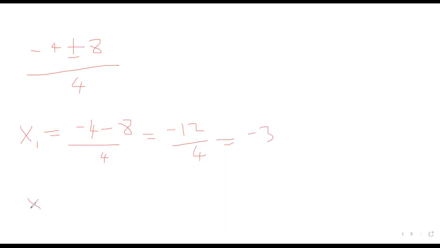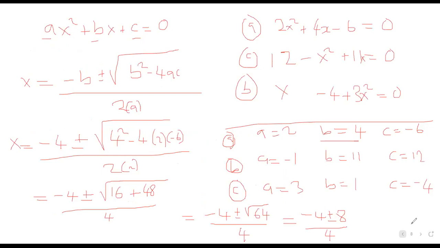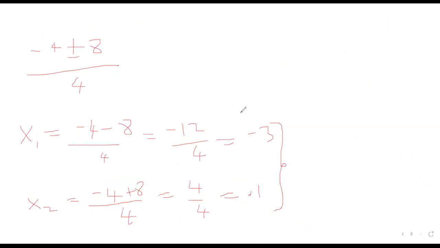Then here again, the second value of x, we can now use a plus. Minus 4 plus 8 over 4. Here we're going to get 4 over 4, which is equal to 1. So the two values of x are negative 3 and positive 1. So if we are going to sketch this, it will come out like this here.